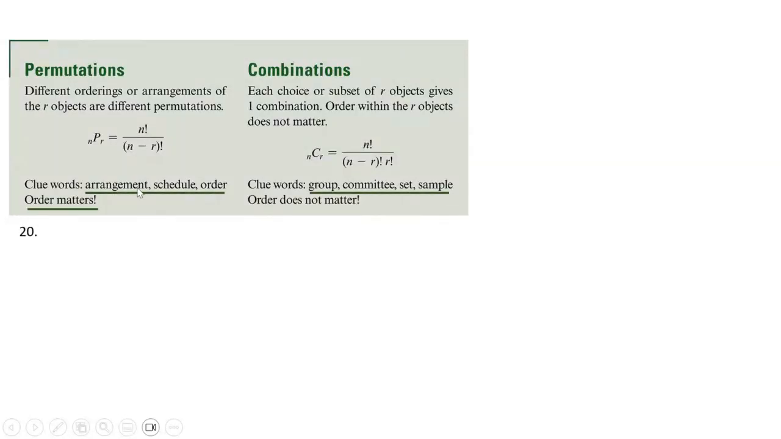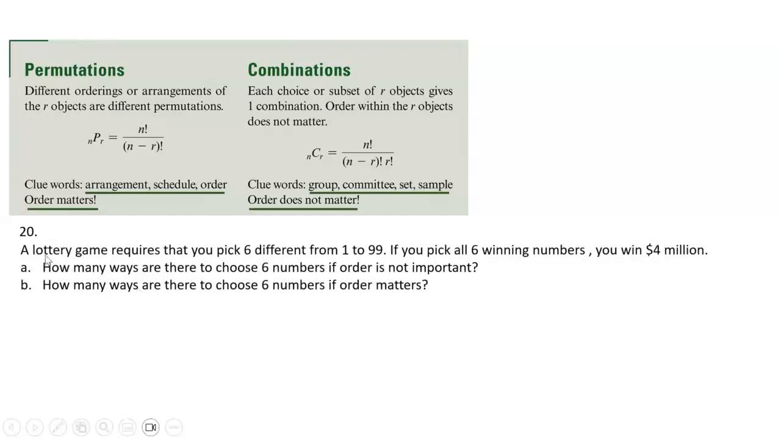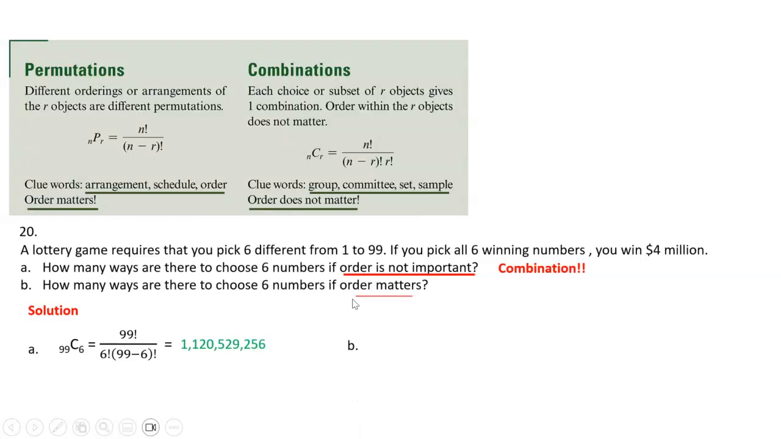Now comes number 20. We're doing permutations and combinations. So a lottery game requires you to pick 6 numbers from 1 to 99. If you pick all 6 winning numbers, you win $4 million. But here's my solution. Order is not important, right? So it's going to be a combination. So 99 combination 6 is going to give us 1,120,529,256.